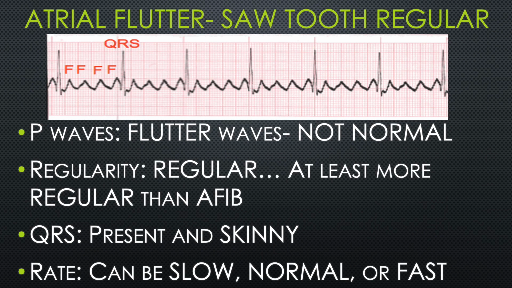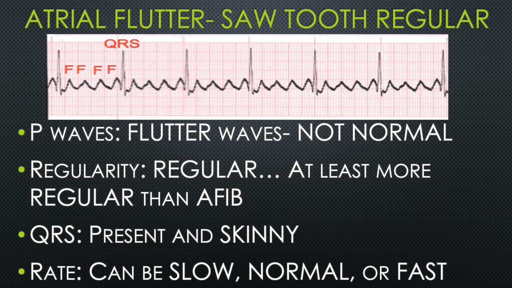Now let's look at atrial flutter. Atrial flutter is atrial fibrillation's brother, and it has a nickname of sawtooth regular. Let's see why it has this name. Again, we have a top of the heart problem, an atrial problem, so there's going to be something weird about the P waves. If you look at this rhythm, there are flutter waves. Sometimes they're called sawtooth waves. But no matter what, this is not normal.